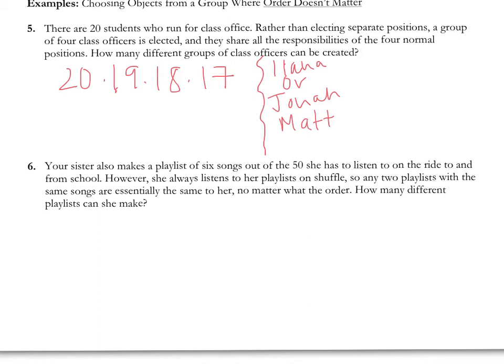Here's the problem. When we do this calculation, it treats it as being different if Matt was elected first, then Jonah, then Alana. It treats these 2 orderings as being different. If Alana is picked first, then Jonah, then Matt, it's treated as being different than if Matt was elected first, then Jonah, then Alana. But should we really treat these 2 groups as being different?